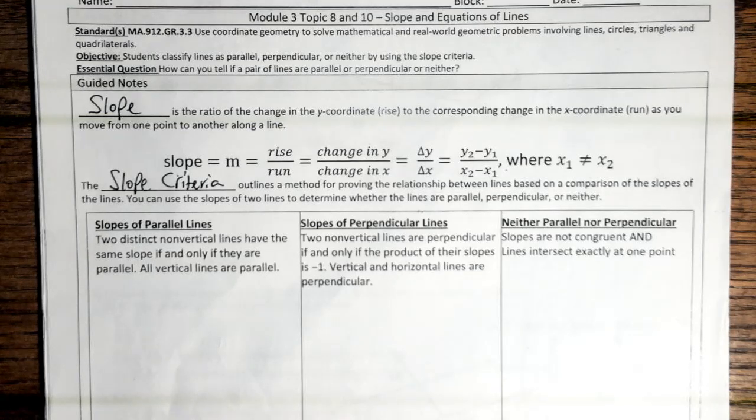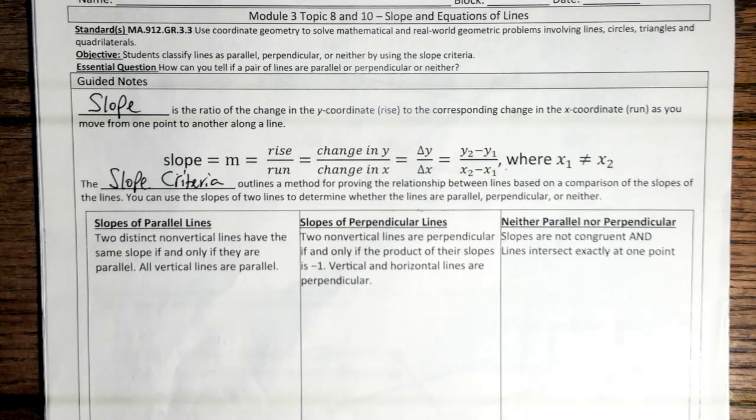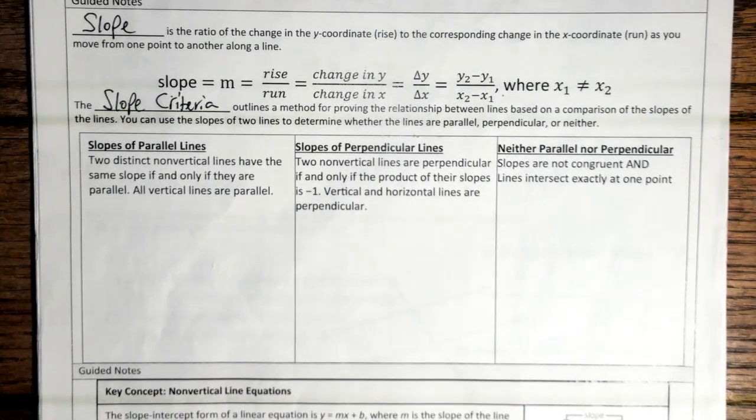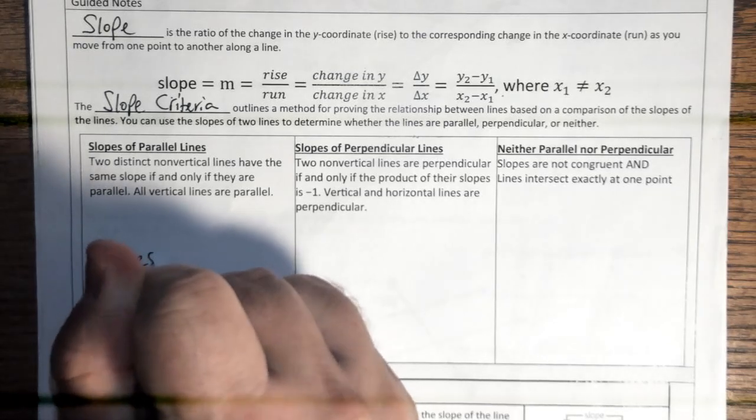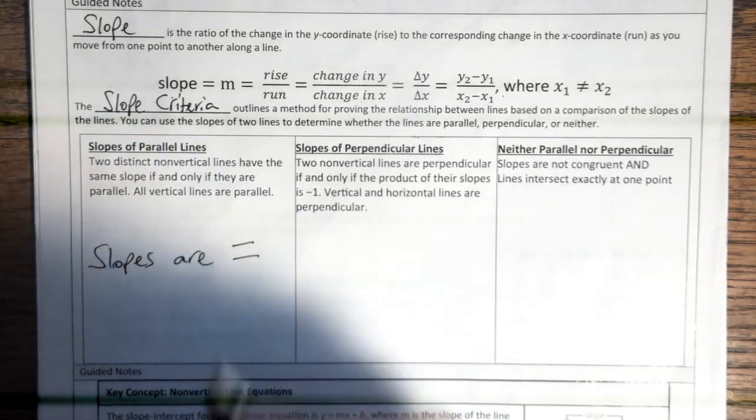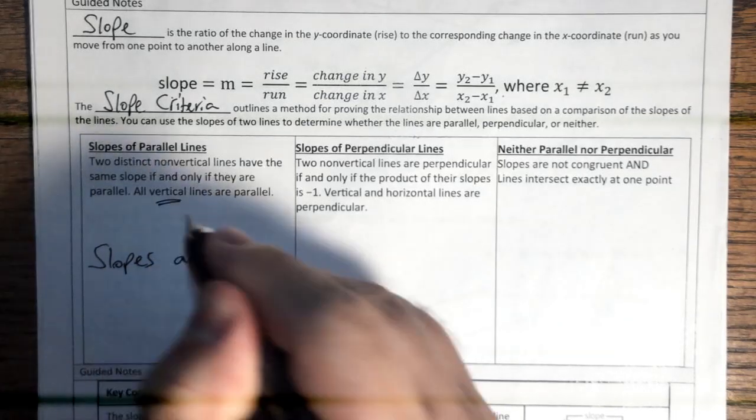The slope criteria outlines a method for proving the relationship between lines based on a comparison of the slopes of the lines. You can use the slopes of two lines to determine whether the lines are parallel, perpendicular, or neither. So slopes of parallel lines. Two distinct non-vertical lines have the same slope if and only if they are parallel. All vertical lines are parallel. So for two lines that are parallel, their slopes are equal.